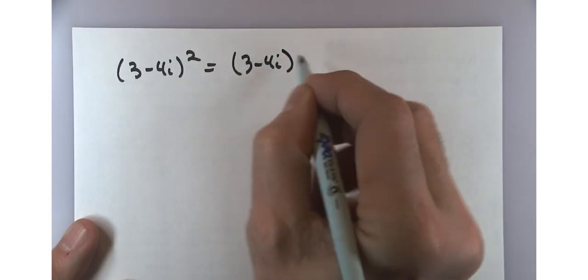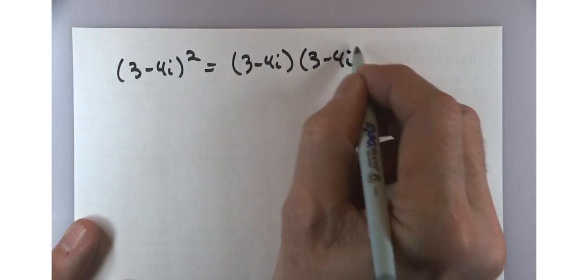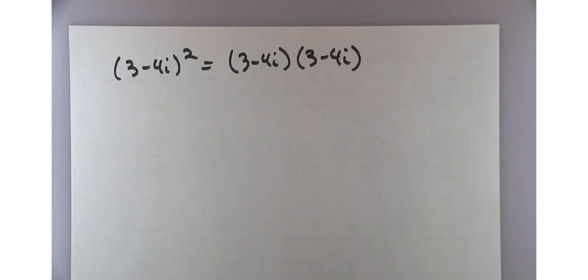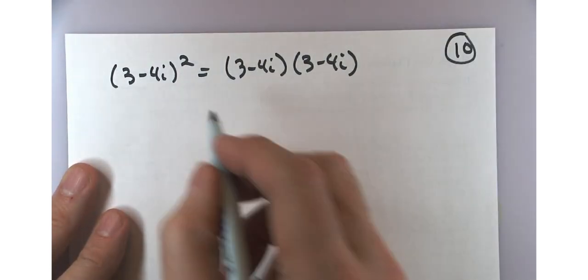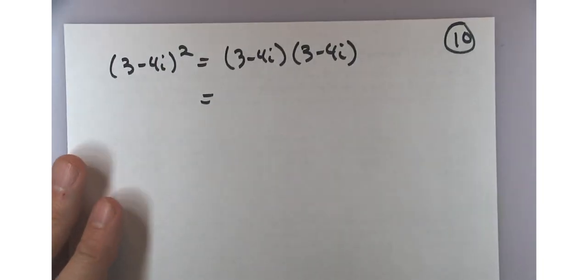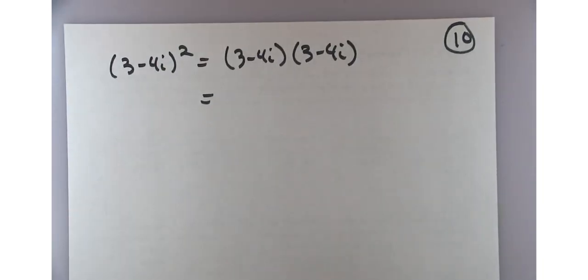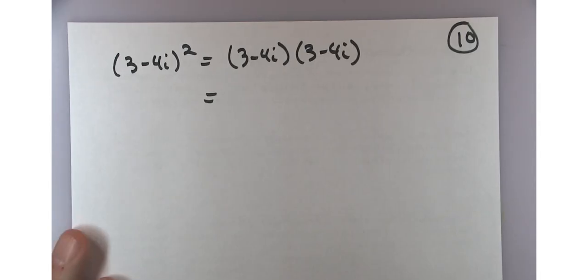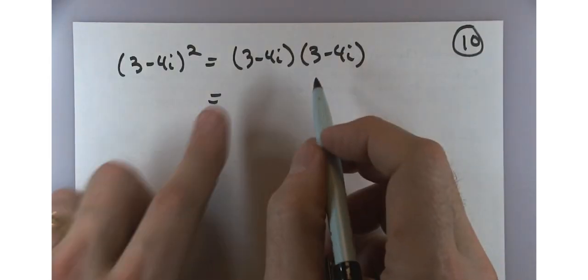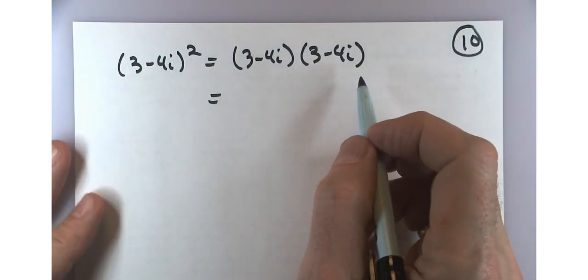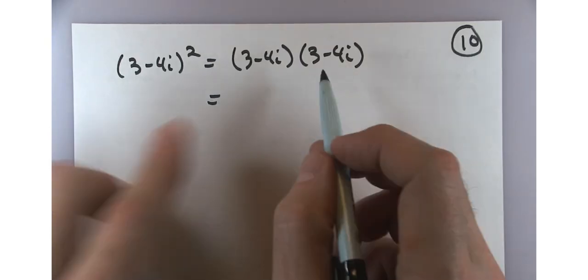Yeah, you're going to multiply it out. You're going to write 3 minus 4i times 3 minus 4i. And then we're going to run through those things again. So Noah, help me out if you would. First term, outside, inside, last. Go for it. Help me multiply this out.